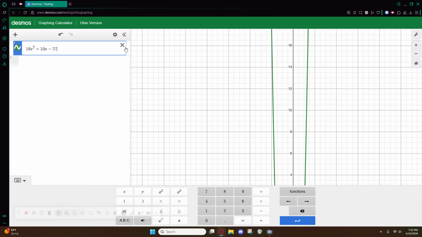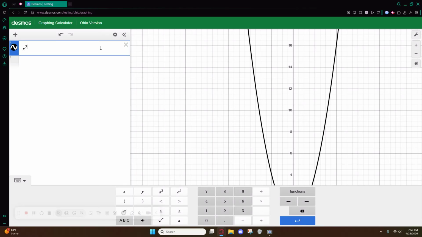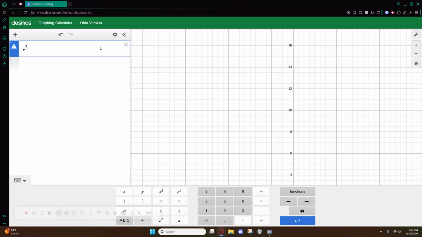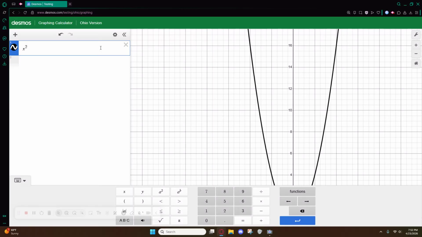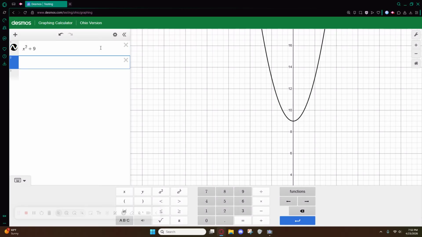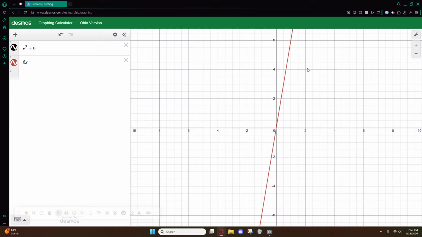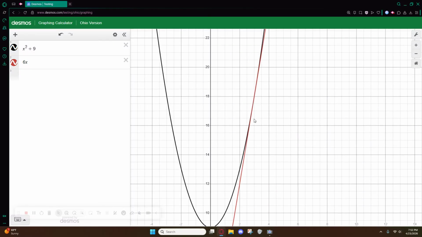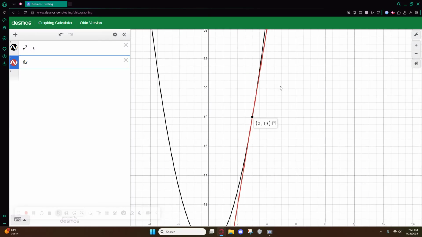All right, let's put it in. X squared plus 9 equals. Whenever you hear equals, I want you to think new line. Equals 6x. Let's look for where they cross. 3, 18. That's one of your solutions. 3.